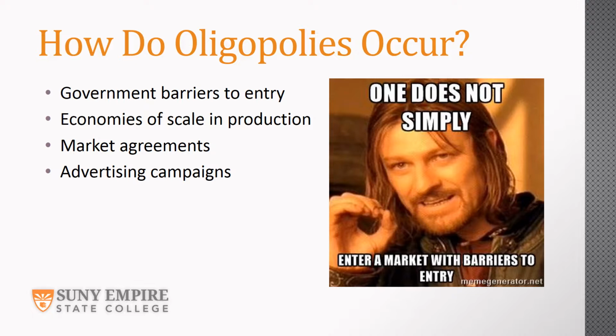The short answer of how oligopolies occur is barriers to entry. The specific form of barrier to entry depends on the industry. Sometimes there are governmental barriers to entry. Other industries have strong economies of scale and production, such as with the beer industry or the automobile industry. Market agreements form some regional oligopolies, as is the case with supermarkets. While a number of different supermarkets do exist, most regions are only served by a small number of major markets.